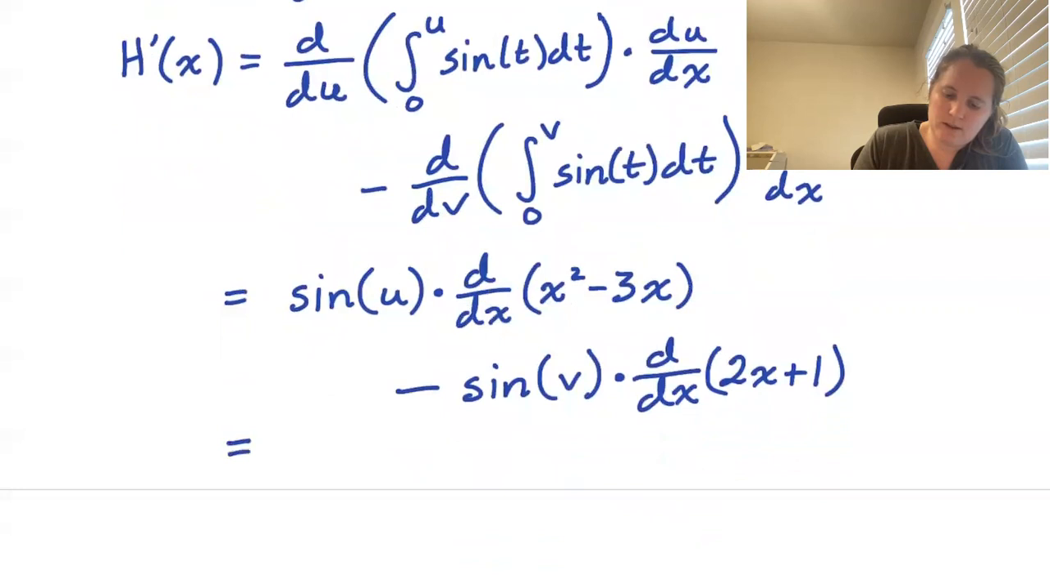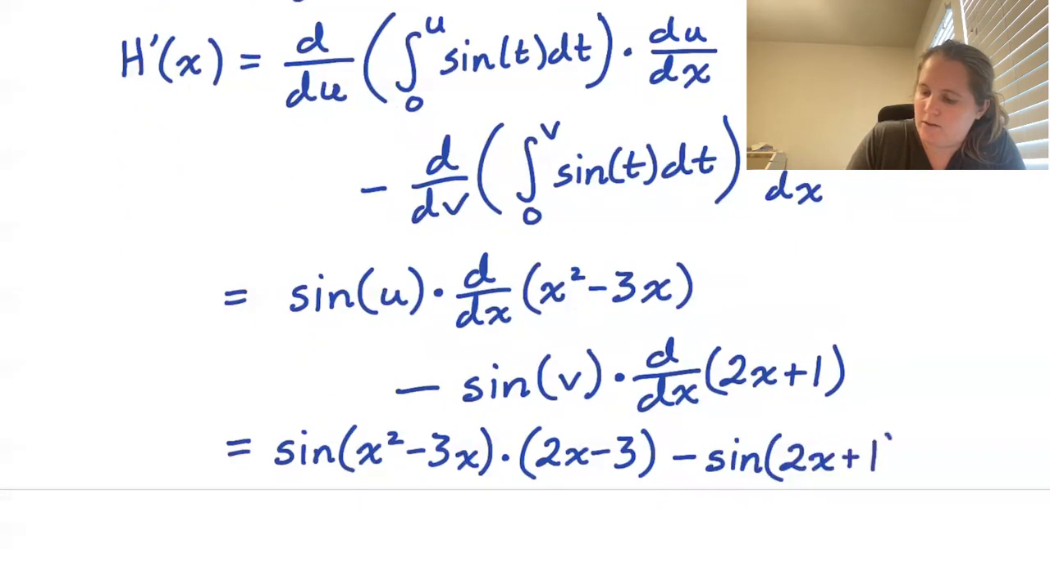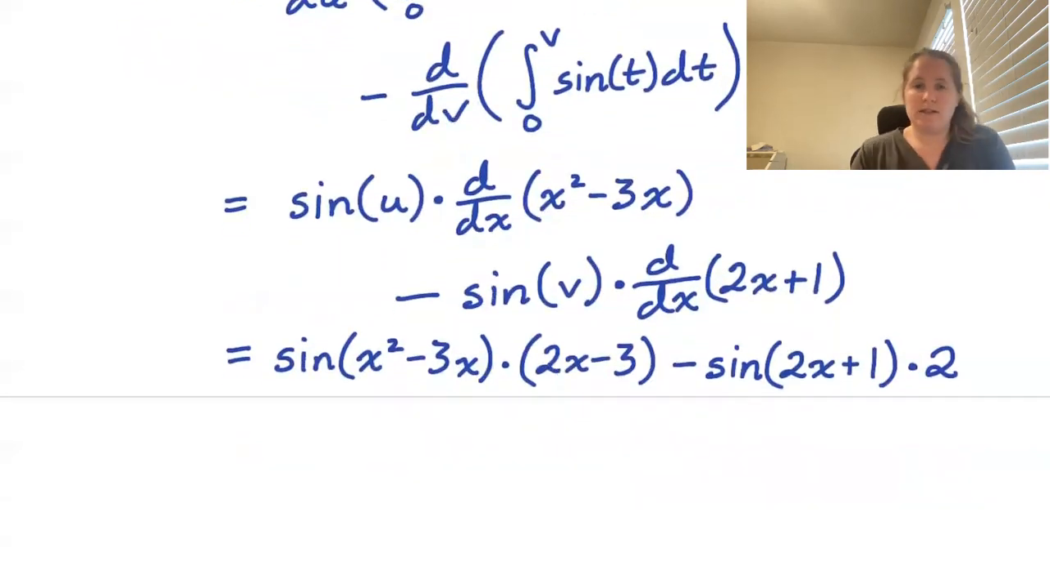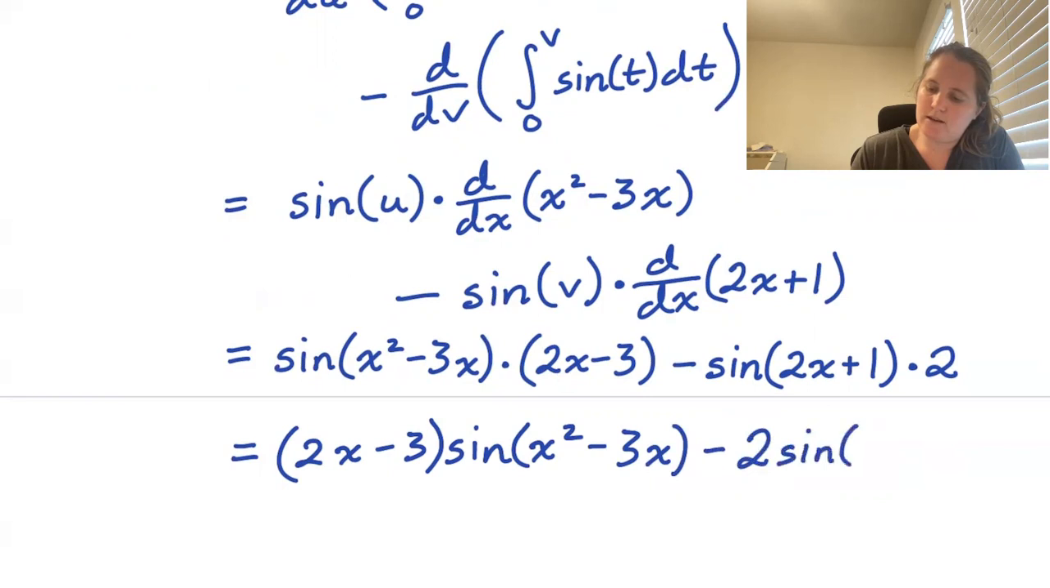So this becomes sine of x squared minus 3x multiplied by 2x minus 3. And then we are subtracting sine of 2x plus 1 times the derivative of 2x plus 1, which is 2. Just rearranging this slightly, this becomes 2x minus 3 multiplying sine of x squared minus 3x, minus 2 times sine of 2x plus 1.